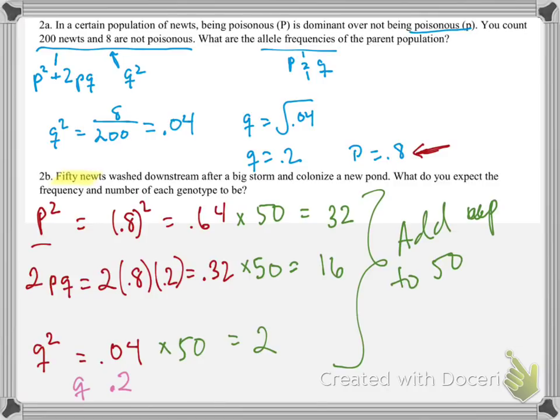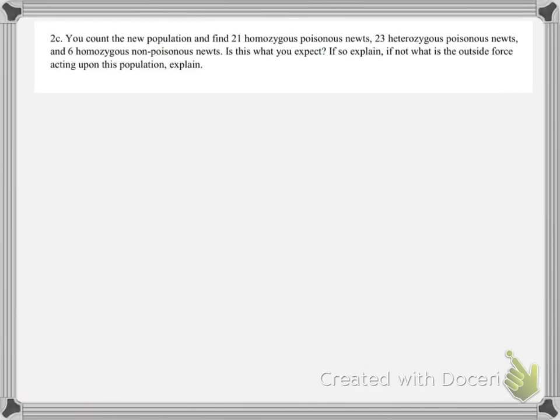Okay. Moving on to part C of this. So you're going to need the information from 2B in order to answer 2C here. 2C says you go down there to this new population and you count them up. You figure out that you have a P squared of 21 individuals, a 2PQ of 23 individuals, and a Q squared of 6 individuals. So essentially this would be big P, this is big P, this is little p, little p. And this is what you observed.